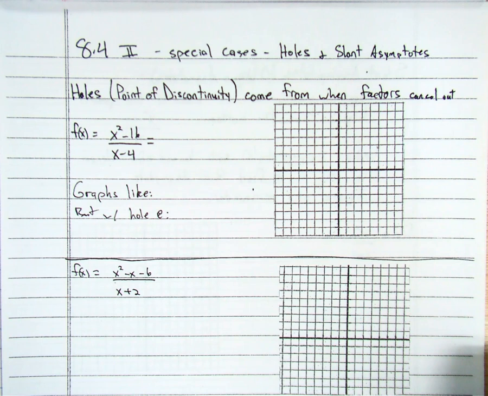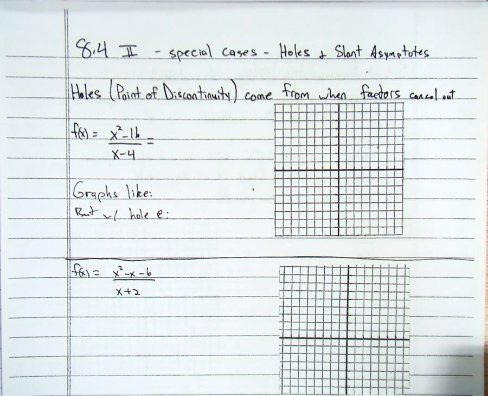Alright, so we did graphing with 1 over x. Then we added in some extra stuff. We were primarily focusing on vertical asymptotes. Then we threw in horizontal asymptotes yesterday. Today we have some special cases, holes in the graph, and slant asymptotes.